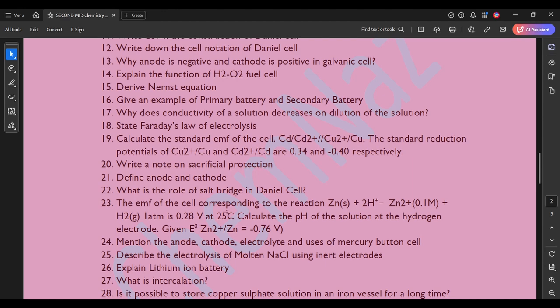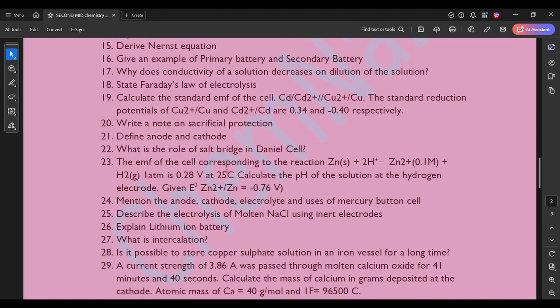Then the 24th question, mention the anode, cathode, electrolyte and uses of mercury button cell. Most of the time, the mercury button cell, Leclanche cell, lead storage battery and lithium ion battery have not been asked so far. So maybe now they can ask questions. One such question is, for mercury button cell, they are asking what is the anode, cathode, electrolyte and uses. So for the uses of all the cells, it would be easier if you read and keep the uses of all the cells.